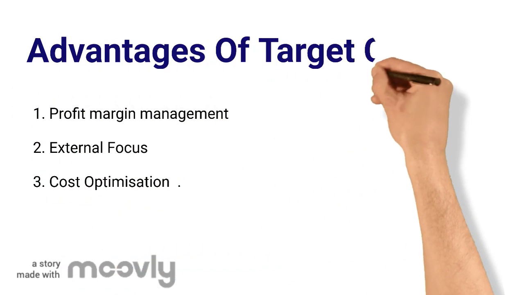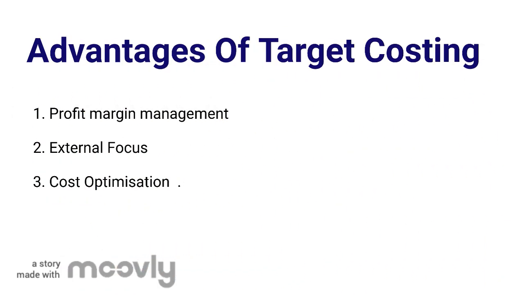What are the advantages of target costing? First of all, it facilitates profit margin management across various products. Secondly, it refocuses our attention away from internal cost management to external issues of customers and competitors, which justifies the strategic management accounting approach. And finally, cost optimization. It provides cost optimization to allow users to analyze the best way to lower costs.